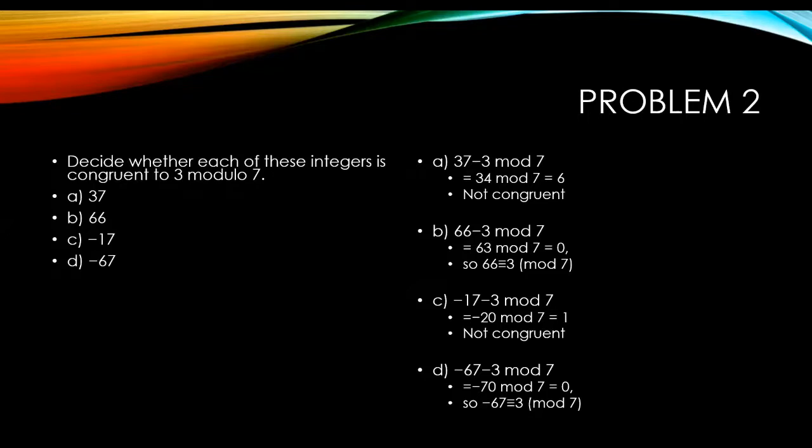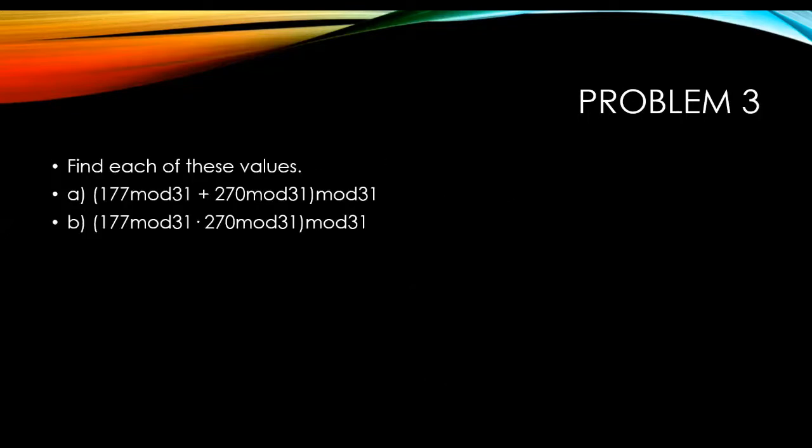Okay, so now let's move on with problem number 3. Find each of these values. Basically, we're just going to evaluate this. So 177 mod 31 plus 270 mod 31, then mod 31 again. And letter B, 177 mod 31 times 270 mod 31, then the whole expression mod 31.